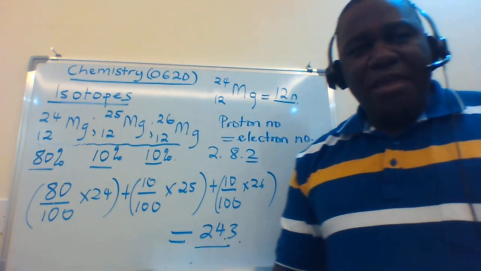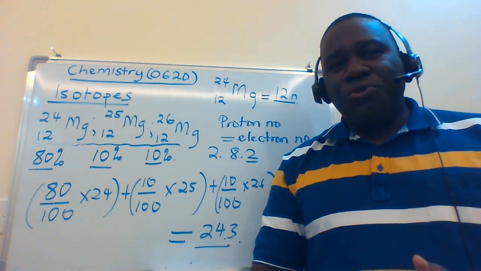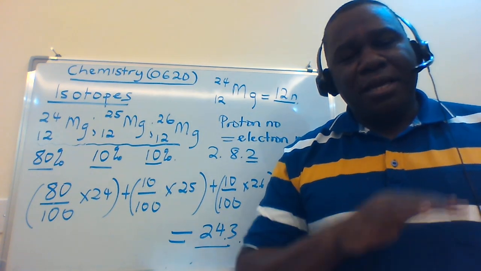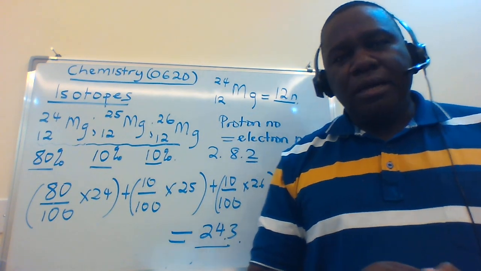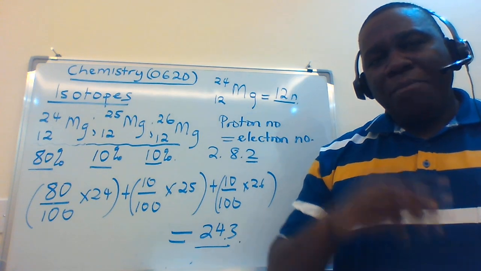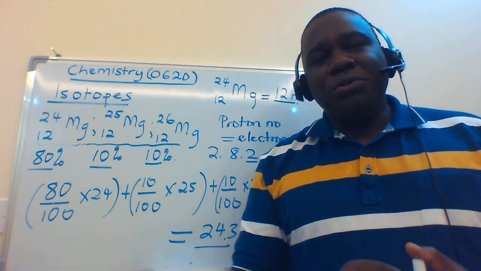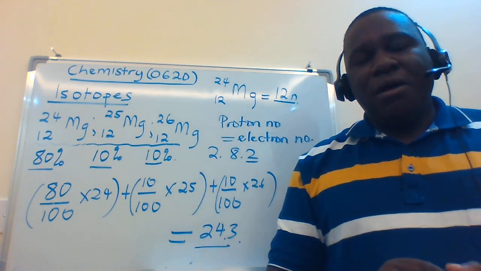But the main aim of today's lesson was to show you that atoms of the same element may be different, having the same electron number and proton number, but the numbers at the top might be different. And because it's different, then we are going to have different numbers of neutrons.